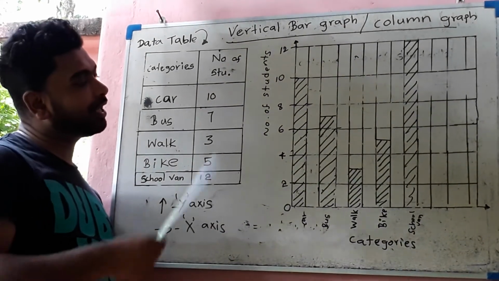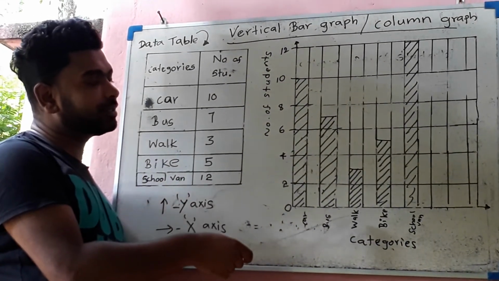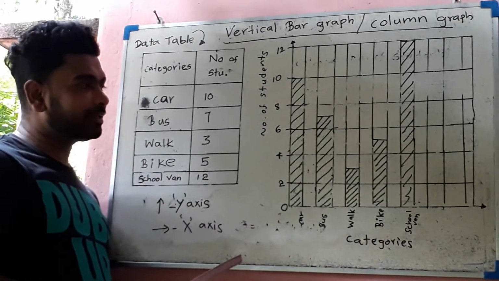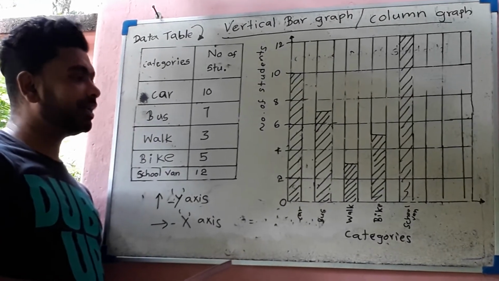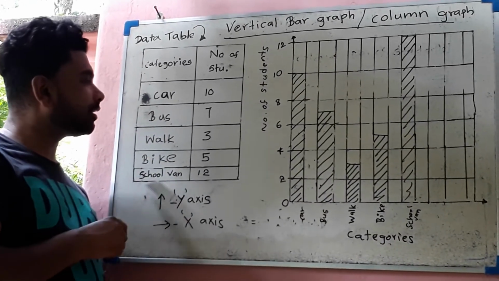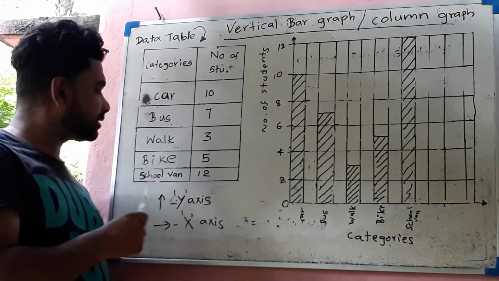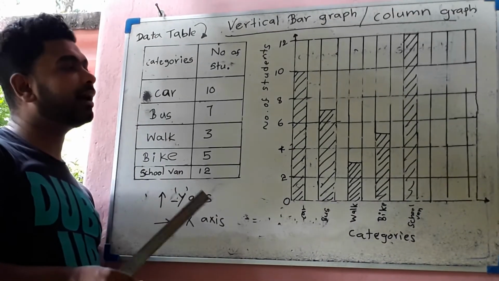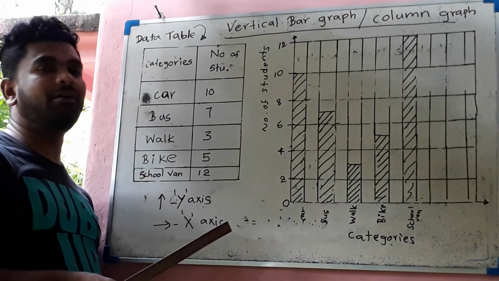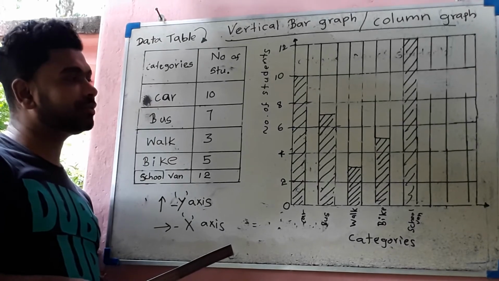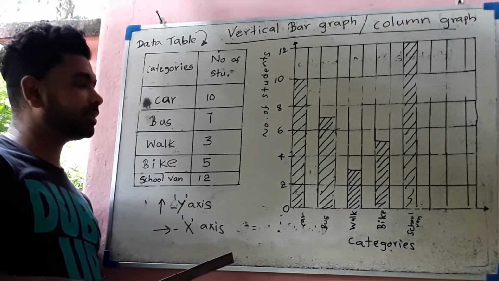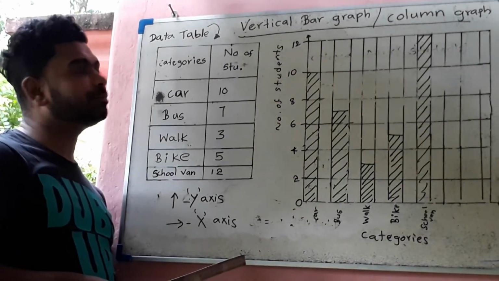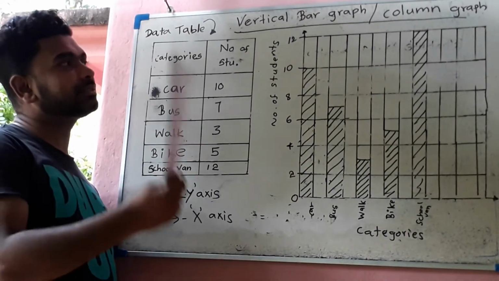And if we compare the students who walk to school and the students who use bikes, what is the difference between these two categories? Bike is 5 and walk is 3. There are two more students who use bikes, right? Like that you can interpret data by reading this column graph.